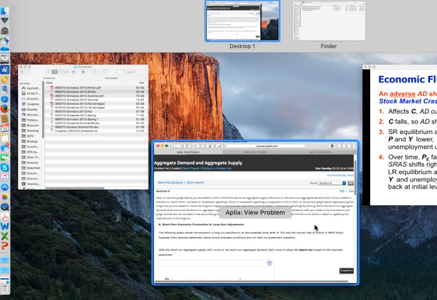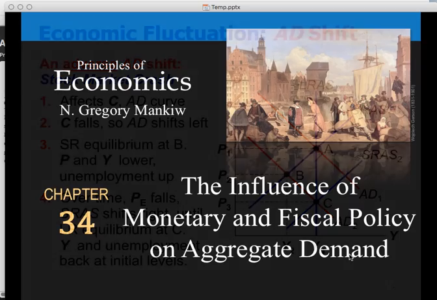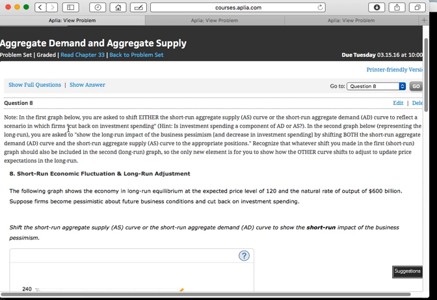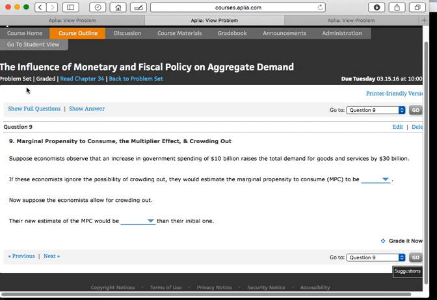We then have a couple of questions from chapter 34, on the influence of monetary and fiscal policy on aggregate demand. Thankfully, I guess, they were not graphing questions. They're question 8 and question 9, but we'll actually do question 9 first, for pedagogical reasons. Question 9 was about the marginal propensity to consume, the multiplier effect, and crowding out.